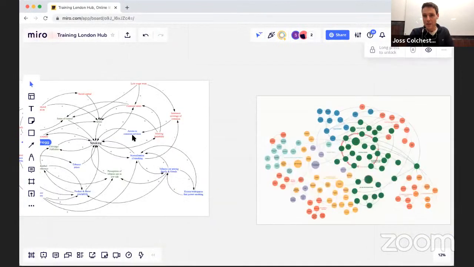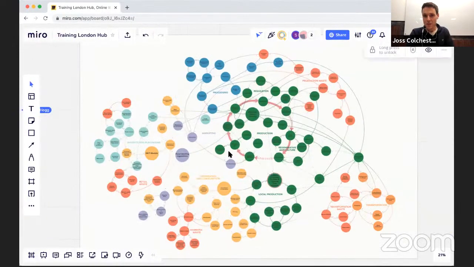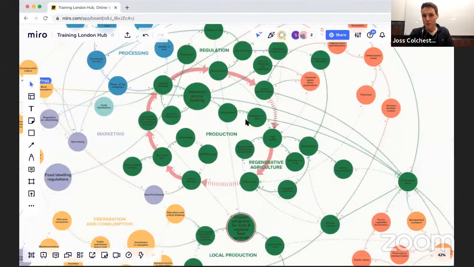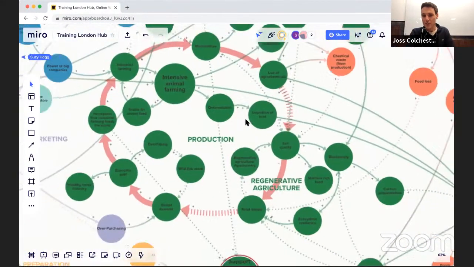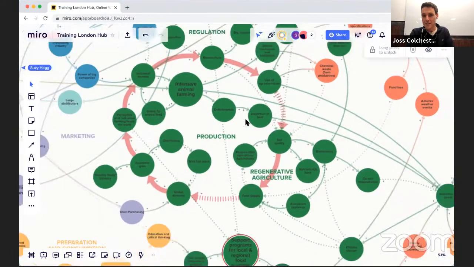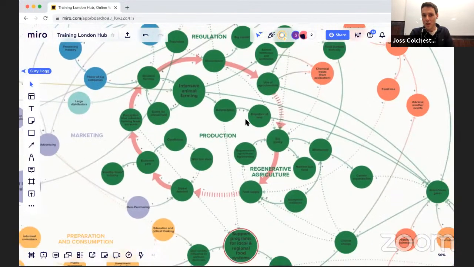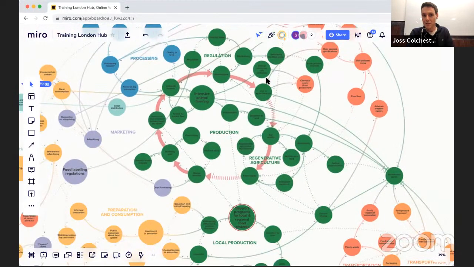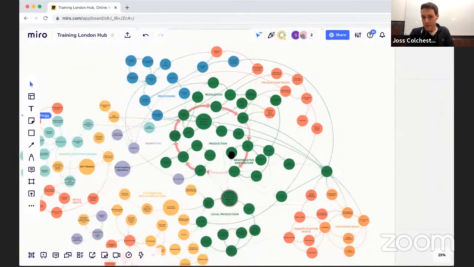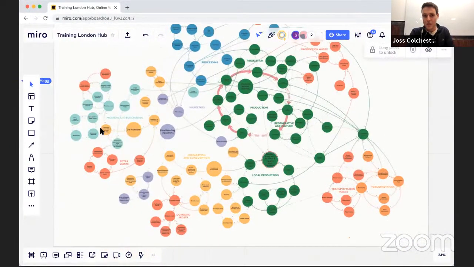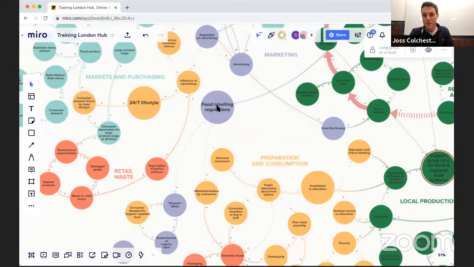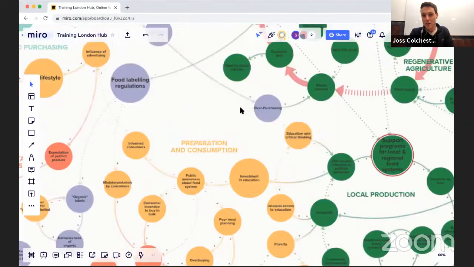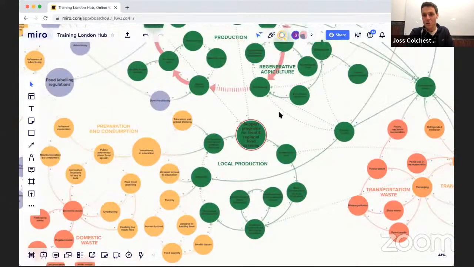So another one. This was actually a lady from our Barcelona hub who was part of producing this. It's looking at regenerative agriculture and all the factors affecting that. So an interesting one here. Many different factors, right? This is a complex system. Food systems like this, markets and purchasing, retail, waste, preparation and consumption, local production, and so on and so forth.